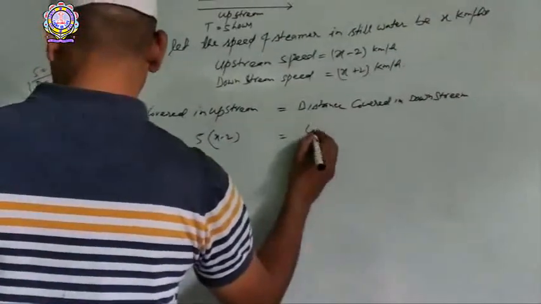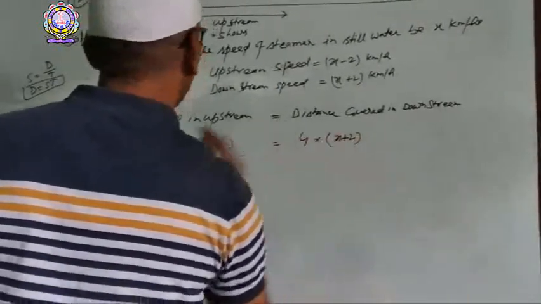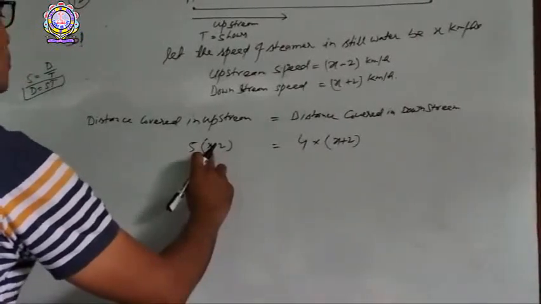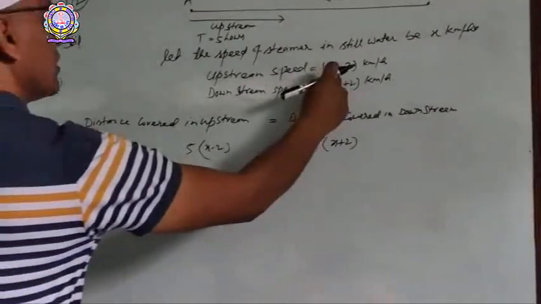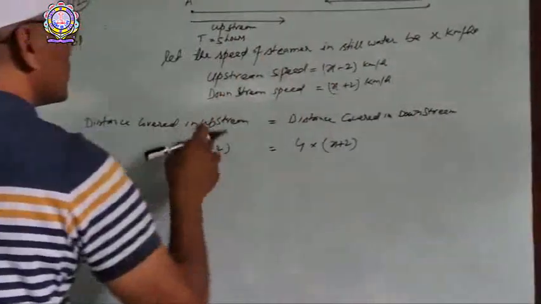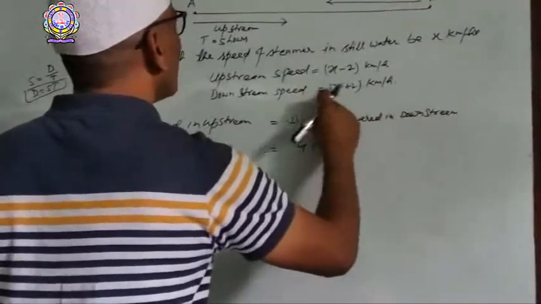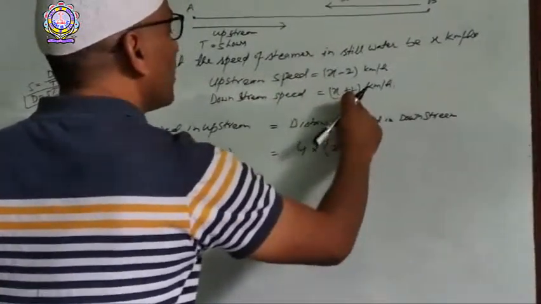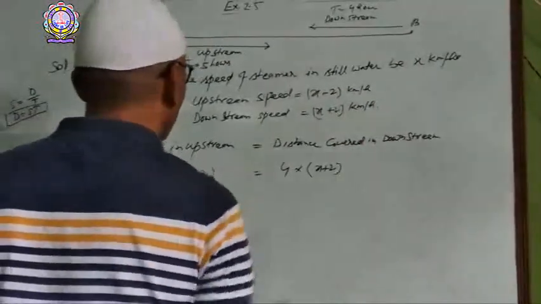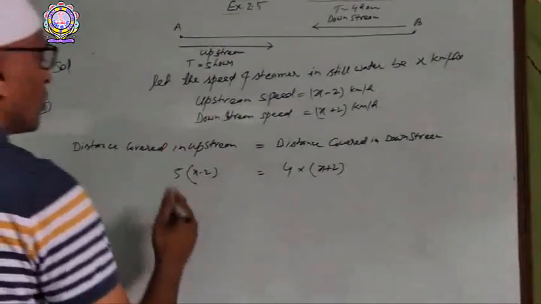So, 5 into (x minus 2) is equal to 4 into (x plus 2). Here x minus 2 is the upstream speed, and it takes 5 hours to cover the distance. And x plus 2 is the downstream speed, and it takes 4 hours to cover this distance. Now solve this equation and find the value of x.